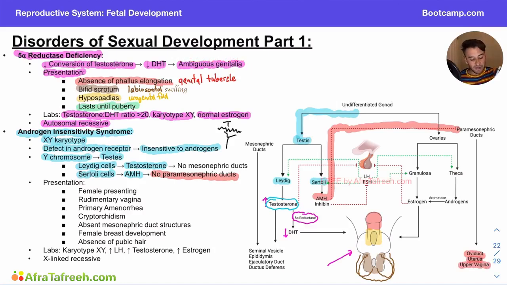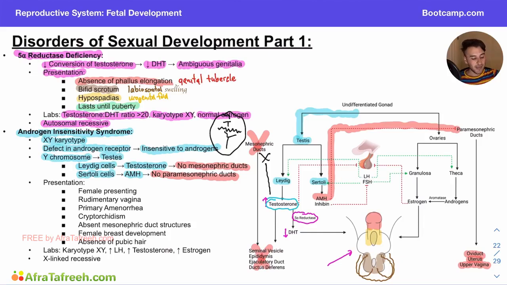Now, also, we will have no mesonephric ducts. And this is because the mesonephric ducts are under the control of testosterone. This testosterone is unable to have effect on the mesonephric ducts. It cannot support them because that receptor, which we talked about earlier here, is not working. Therefore, the mesonephric ducts do not get the hormonal support that they need, and they are going to regress. Therefore, we have no mesonephric ducts and no mesonephric duct structures in these individuals.